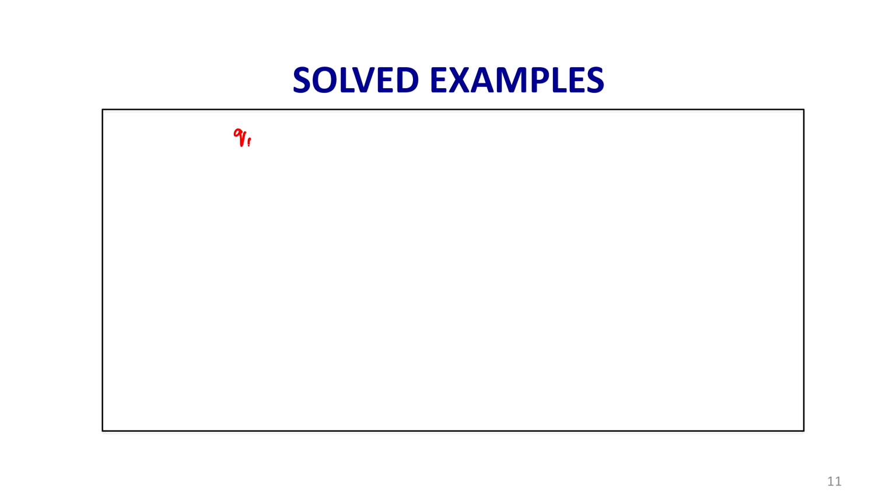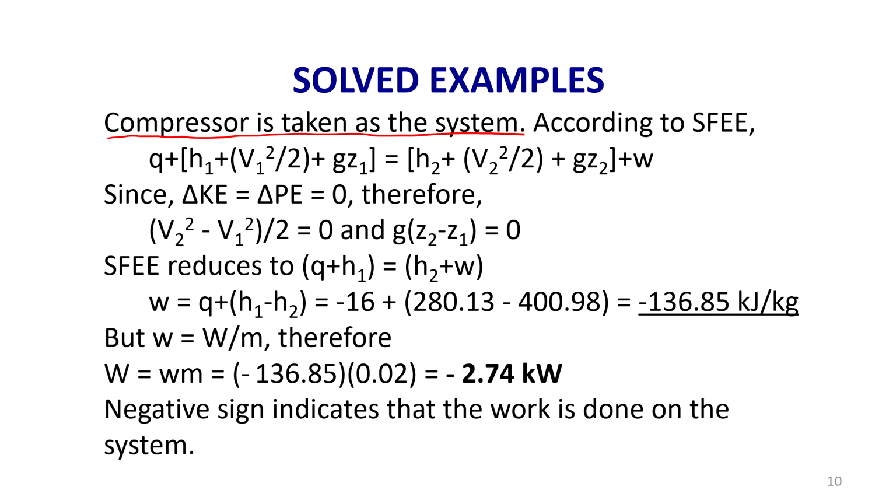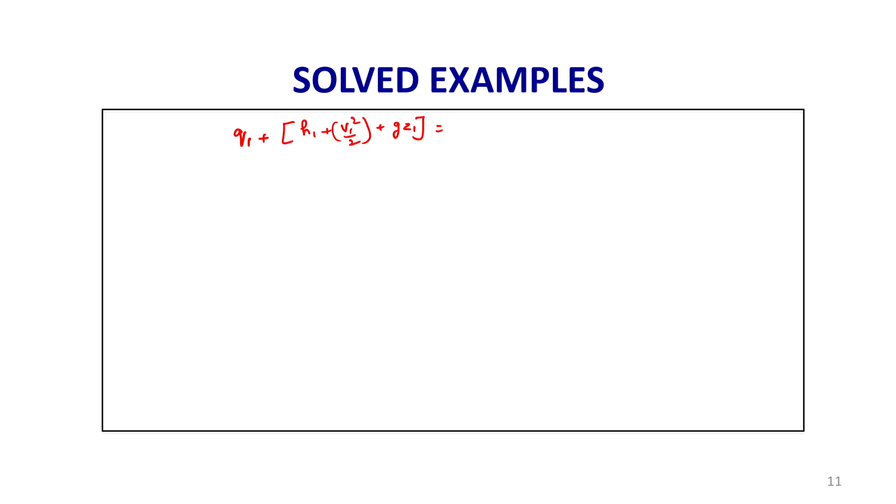Q plus H1 plus V1 square by 2 plus g into Z1 is equal to W plus H2, instead of H1 it is H2, V1 square by 2 should be written as V2 square by 2, plus g into Z2.